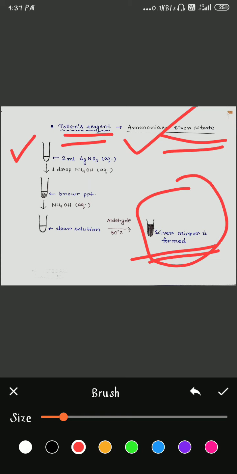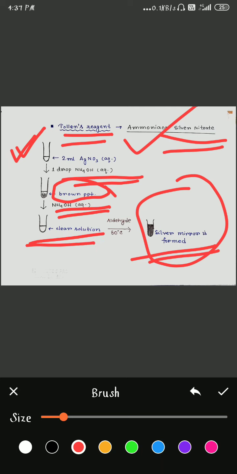Let's see what we can see in the laboratory. First we have to take a dry test tube and add 2 ml of aqueous silver nitrate, and then we add 1 drop of base, that is ammonium hydroxide, and we get a brown precipitate. To dissolve this brown precipitate we add some more aqueous ammonium hydroxide. Then we get a clear solution.